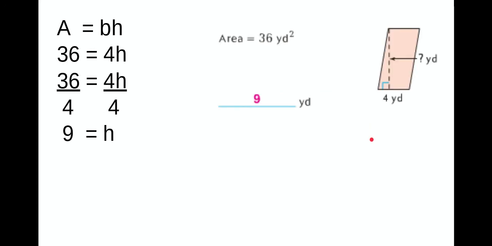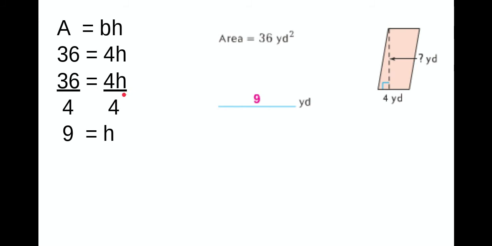Here's another one similar, where you have the area, 36 yards squared. You have the base, you have a missing height. So once again, we'll substitute the things we know to find the thing that we don't know. We got a 36 in for A, we have a 4 in for the B, and the H is the thing we're looking for, so leave it as H.